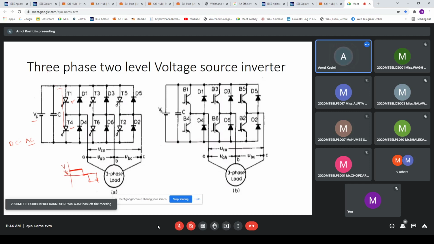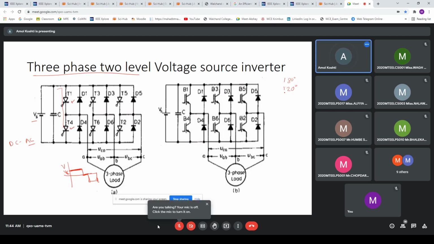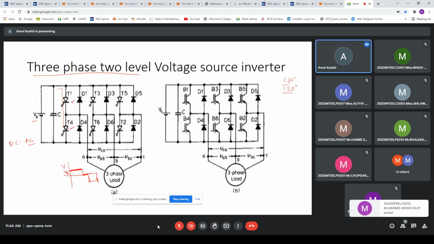Okay, so in this three phase two level inverter, there are two types of operation. One is the 180 degree mode and another is the 120 degree mode. This 120 and 180 is based on the conduction of the switches, that is, for how many degrees the switches are turned on. In 180 degree mode, T1 is turned on for 180 degree. After T1, for the remaining 180 degree, T4 is turned on.